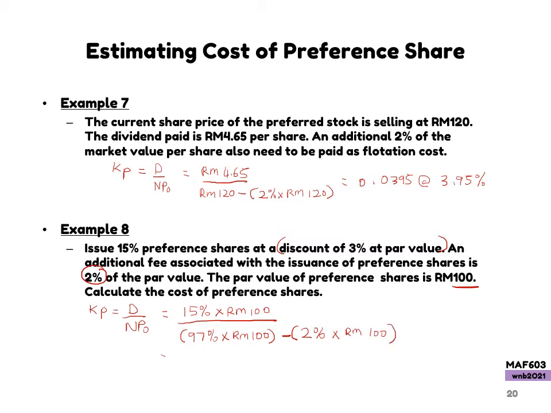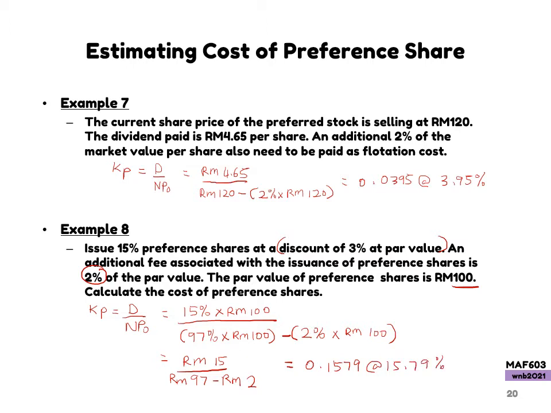Okay, let us simplify this formula. 15% of 100, here we have RM15, over RM97 minus RM2. So here KP, we are going to have the final answer of 0.1579, or 15.79%.